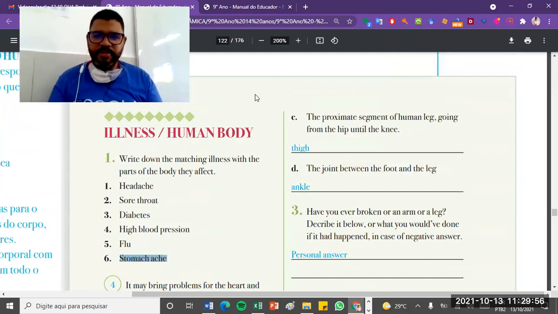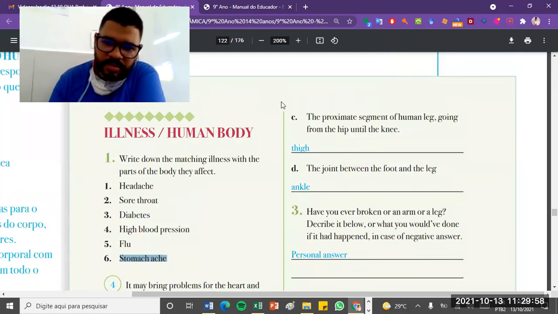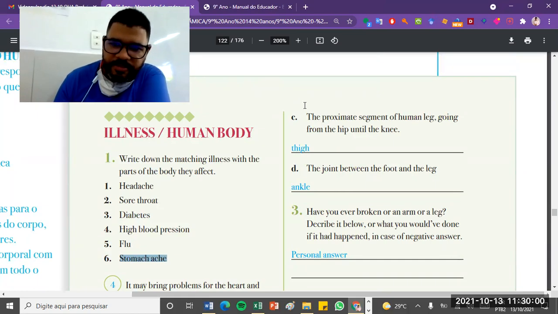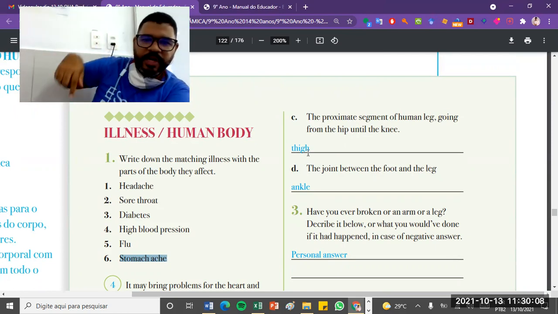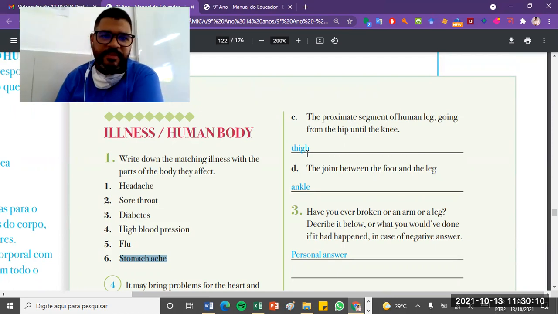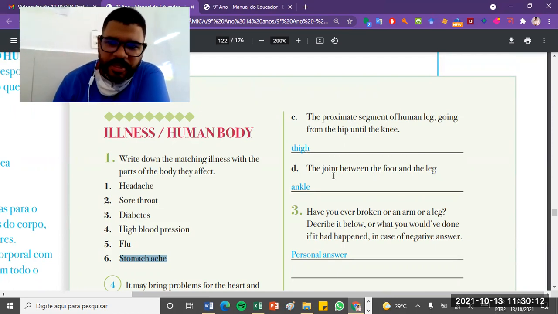Also, the proximate segment of the human leg going from the hip until the knee. We are describing the thigh. The joint between the foot and the leg. We are describing the ankle, tornozelo, ankle.